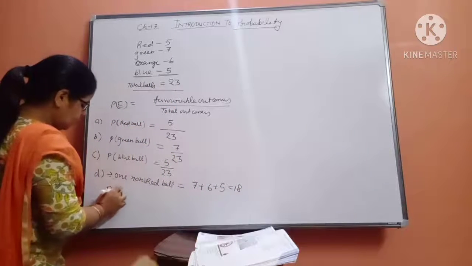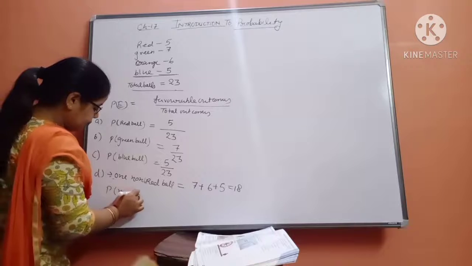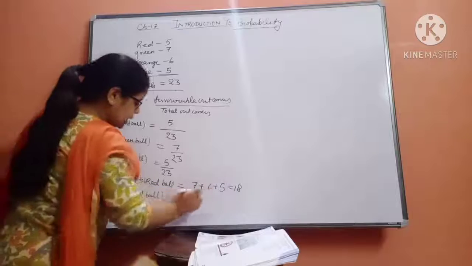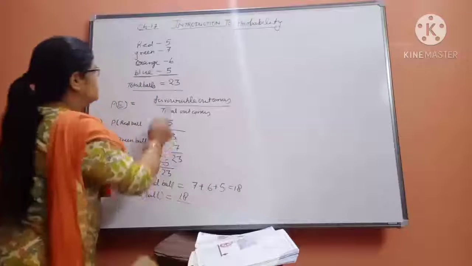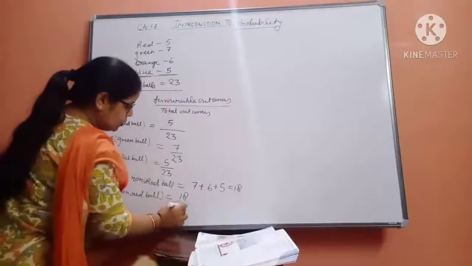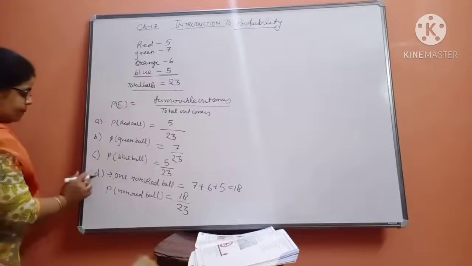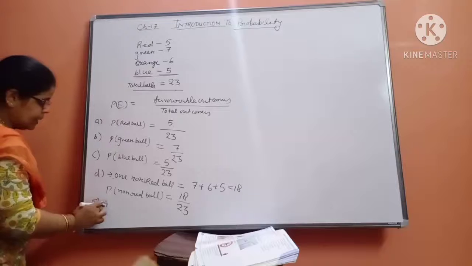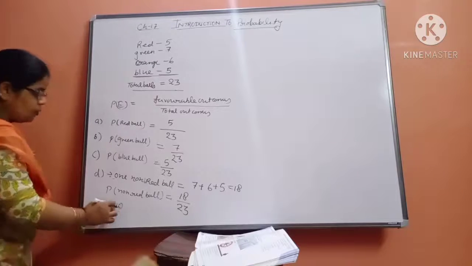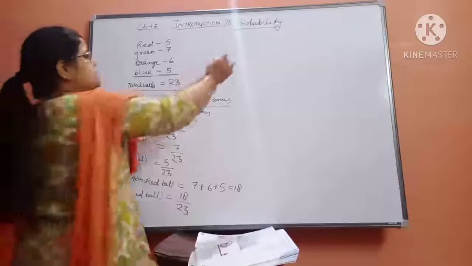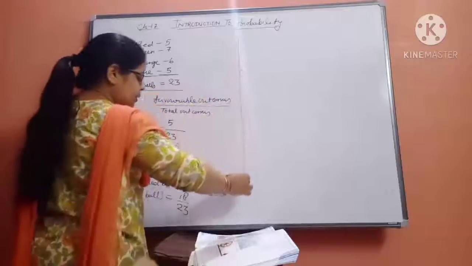So the probability of a non-red ball is equal to favorable outcomes 18 upon total number of possibilities. How many are there? 23. So its probability will be 18 upon 23. The D part I have done. The E part is simple; you will do that part in your homework. That is, you will find the probability of the orange ball yourself. Now come to the next question.